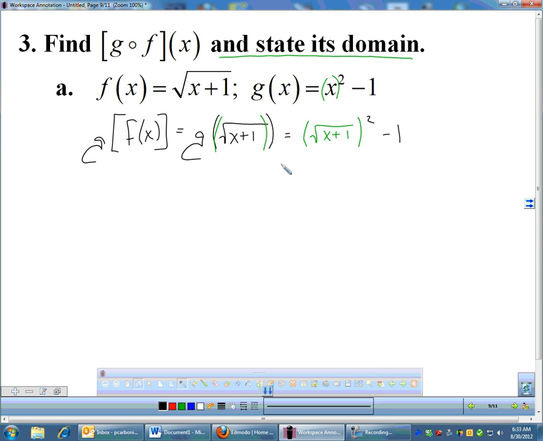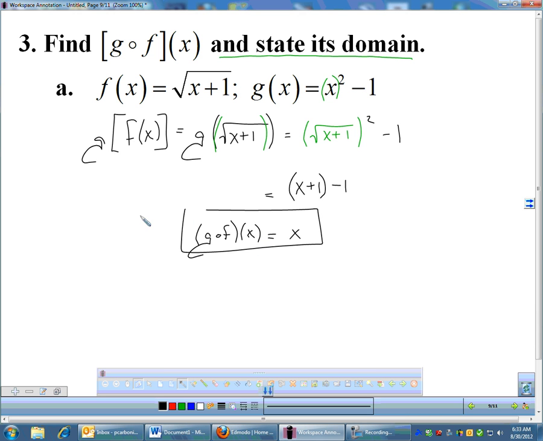And the reason is, if I were to clean it up first, the square root of anything squared is just whatever's under the radical. So square root of x plus 1 squared is x plus 1. Minus 1, x plus 1 minus 1 is x. So that's my final function. That's what g of f of x is. So I've done part of it.